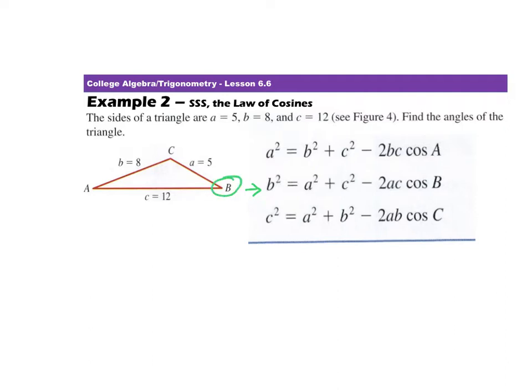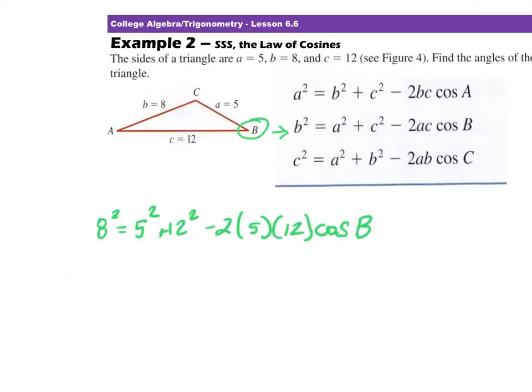So I have side B is 8. So I have 8 squared equals, what's A squared? 5 squared plus C squared, which is 12. So 12 squared minus 2 times A, which was 5, times B, which was 12, times C, which was 12, and then times the cosine of B. Questions about how I entered anything in?